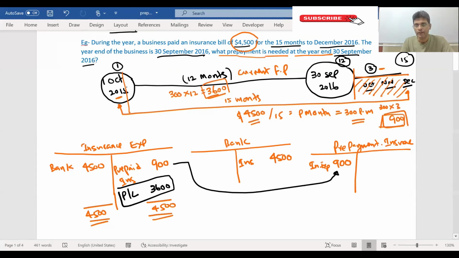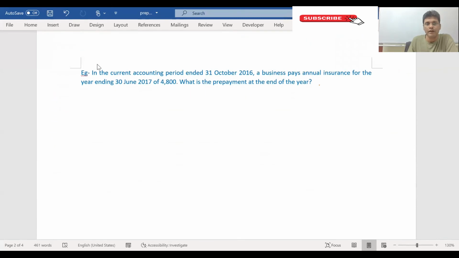Now let's look at another question. In the current accounting period ended 31st October 2016, a business pays annual insurance for the year ending 30th June 2017 of 4,800. What is the prepayment at the end of the year?